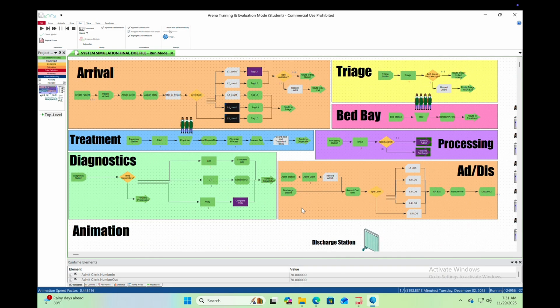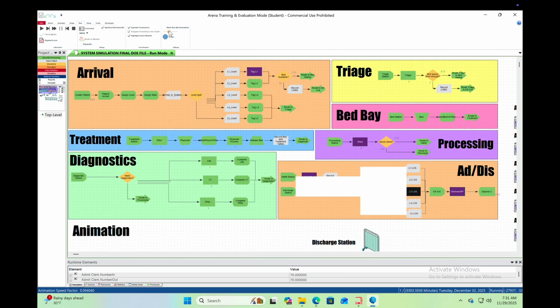Then they go to the treatment station, where they see the nurse and the physician. Then, whether they need a diagnostic or not, they go to the diagnostic station where they do the lab, the CT, or the X-ray if they need it. Then they go to the processing station, whether they are admitted or not. If they are admitted, they go see the admission clerk in the ED at this station. If they are not admitted, they leave the system. And after those who are admitted see the admission clerk, they also leave the system.